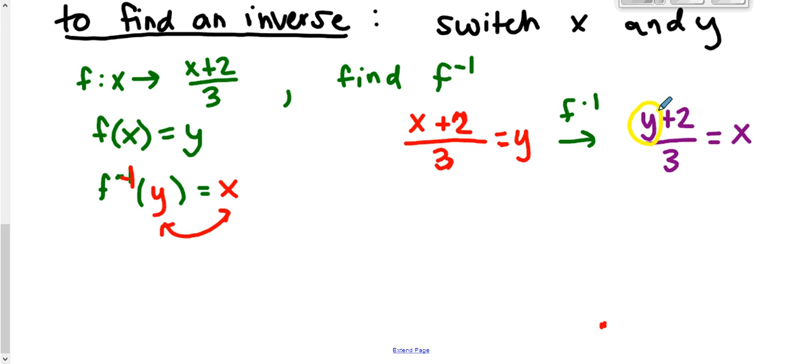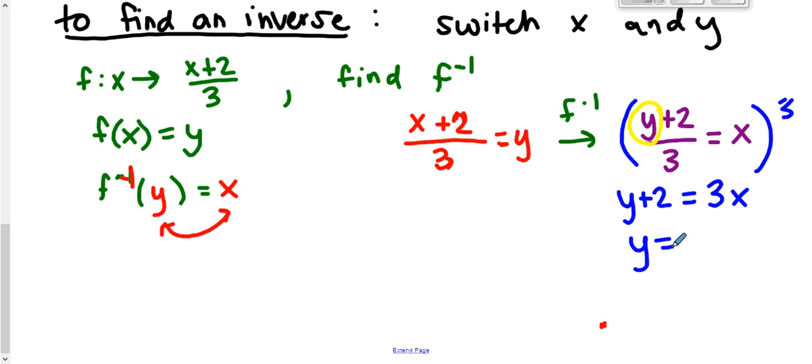So the first thing, to get y by itself, right now I have a 3 on the bottom. So that means dividing by 3. So the opposite is multiplying by 3. So that will give me y plus 2 equals 3x. And then I subtract 2 from both sides, 3x minus 2.